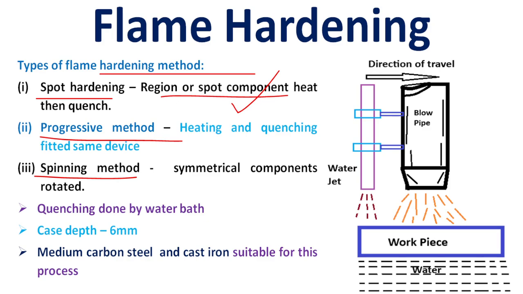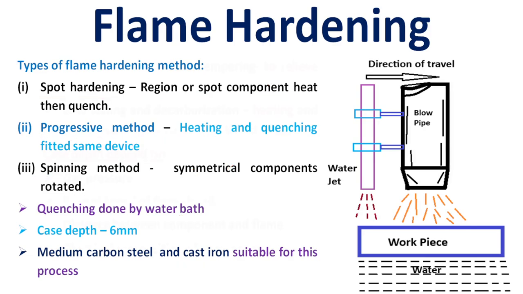In the progressive method, heating and quenching devices are fitted in a single piece of equipment, which is moved over the surface of the component. In the spinning method, the symmetrical component is rotated and the flame is moved over the surface. After heating, quenching is done by water bath. The maximum case depth in this method is 6 mm. Only medium carbon steel and cast iron are suitable for this process.